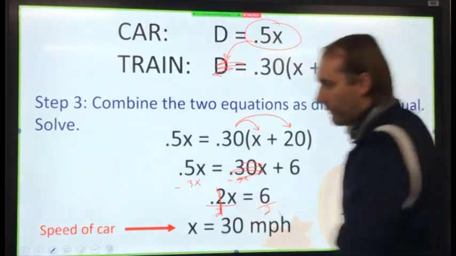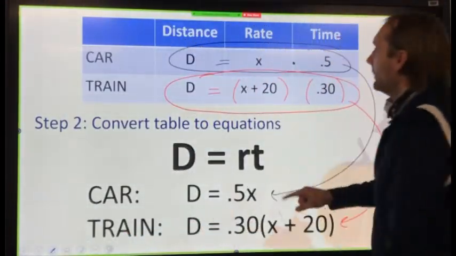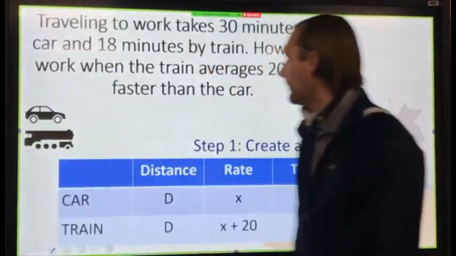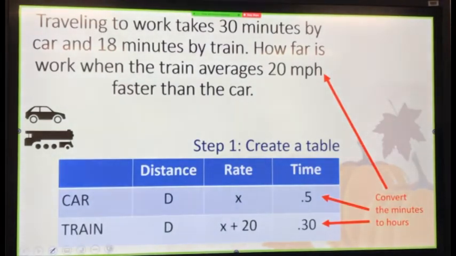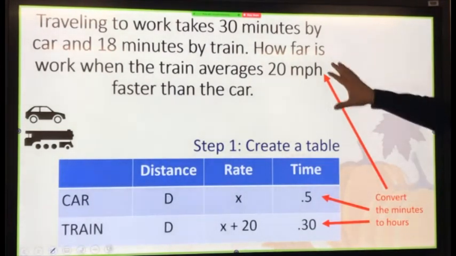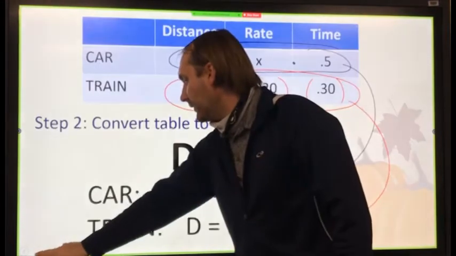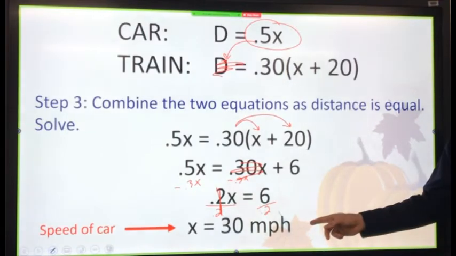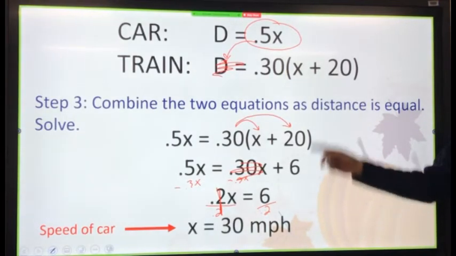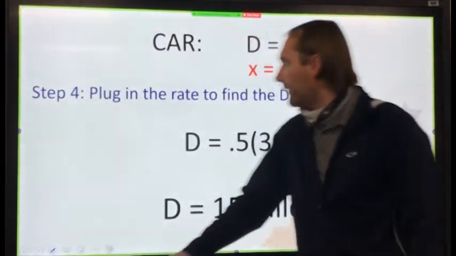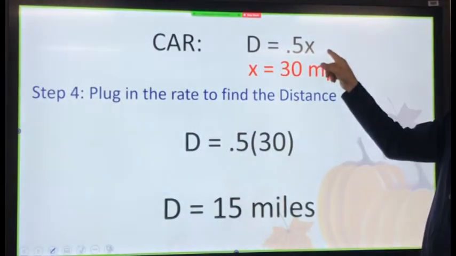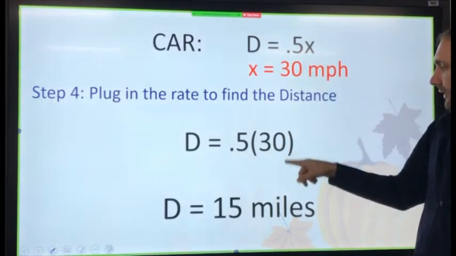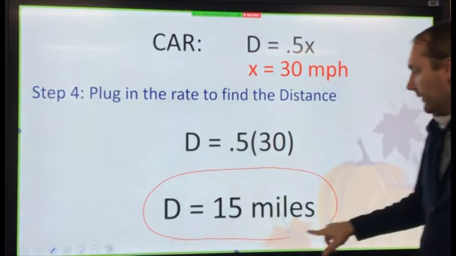So whenever you get your x, go back to your table. What was your x in that table? My x was my rate of my car. Was that what the problem was asking? No, it's asking how far. So how can I take x equals 30 and find out how far work was? Yeah, plug it in for x. So look at my car, D equals 0.5x. I now found x to be 30 miles an hour, so let me plug that in. 0.5 times 30. My work was 15 miles away.